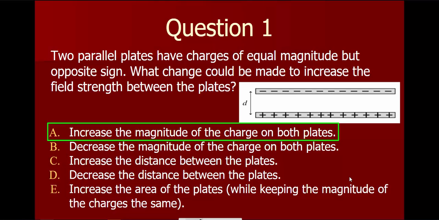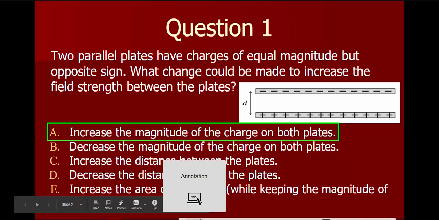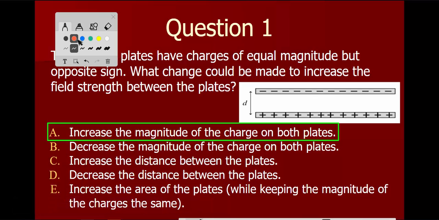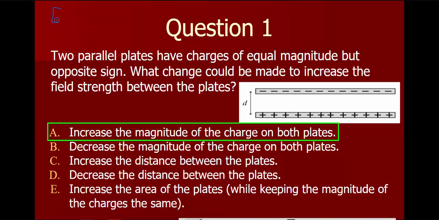Okay, so first of all, if we go back to the equation that I gave y'all for the electric field strength between the plates, E equals what? You don't remember? Okay, so epsilon naught is a constant. Again, Q over A is our charge density.